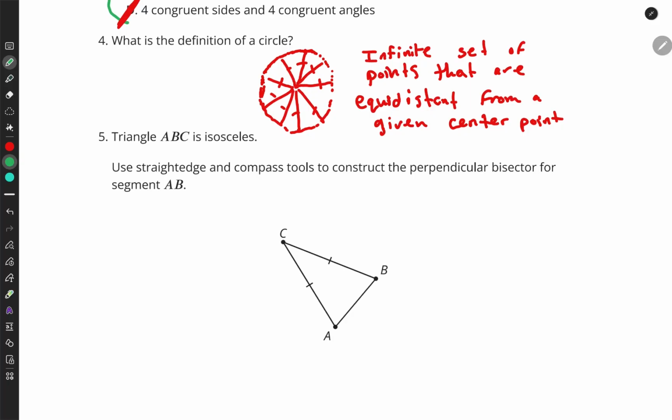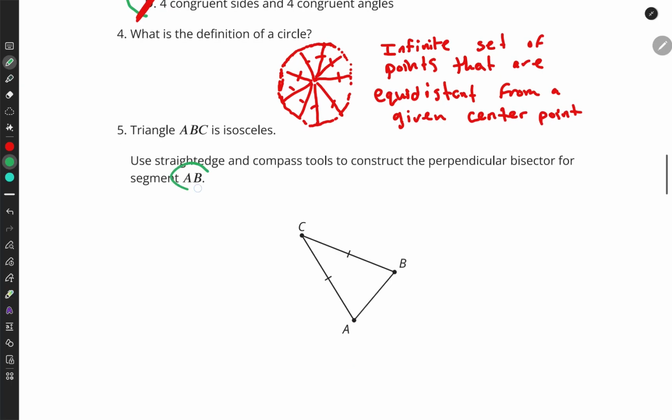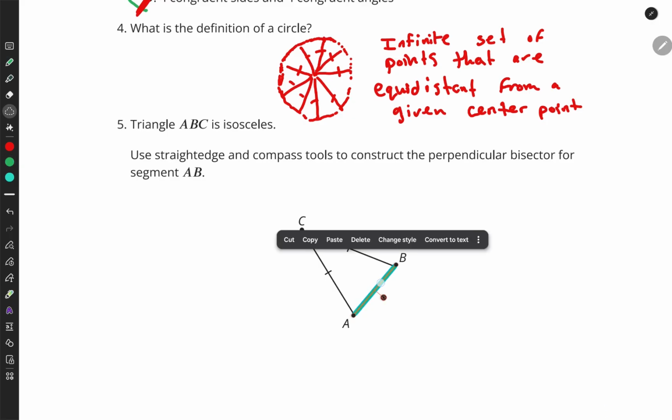Construct a perpendicular bisector of segment AB. So really, all we care about is AB. Do we care about the triangle being isosceles? Absolutely not. But here is line AB. Now, how would you construct a perpendicular bisector of this line right here?